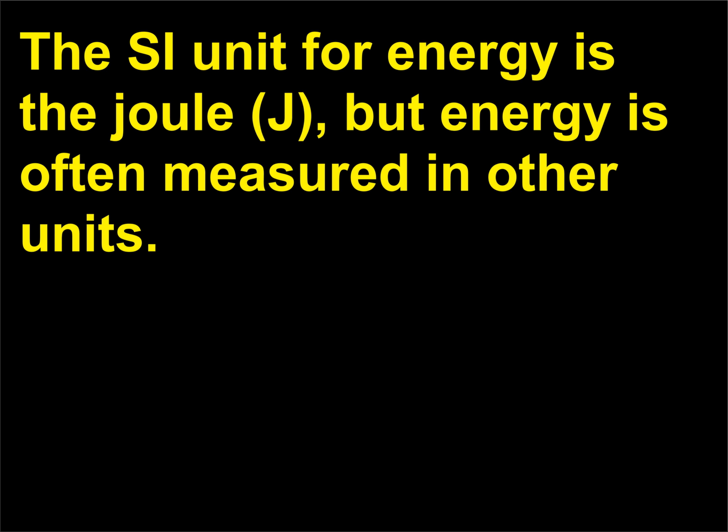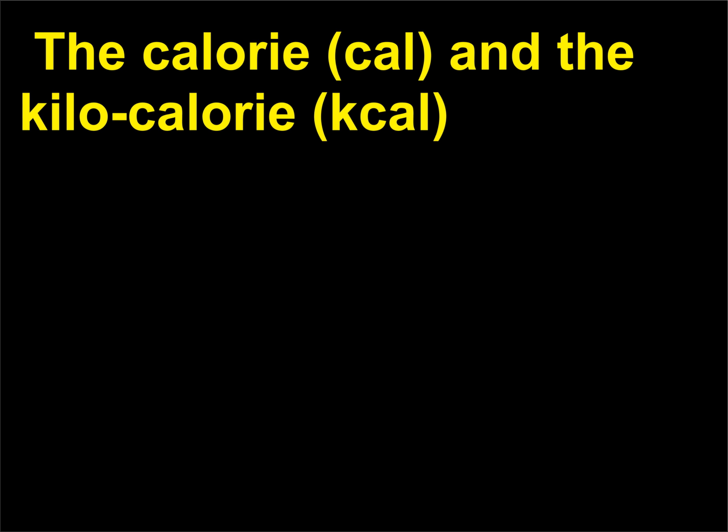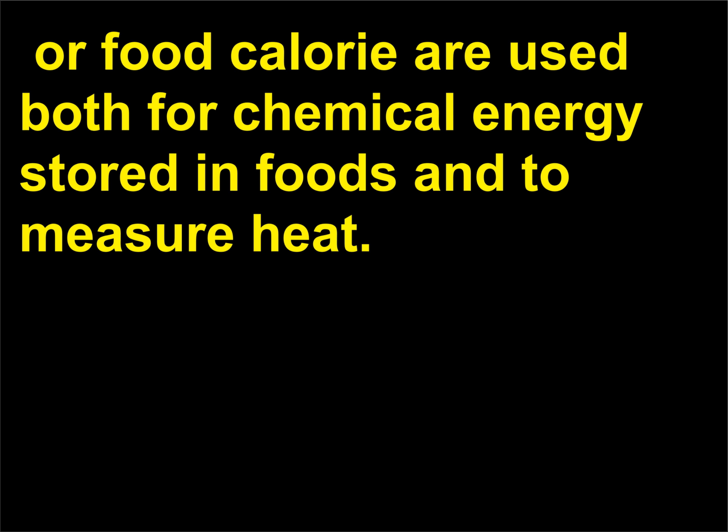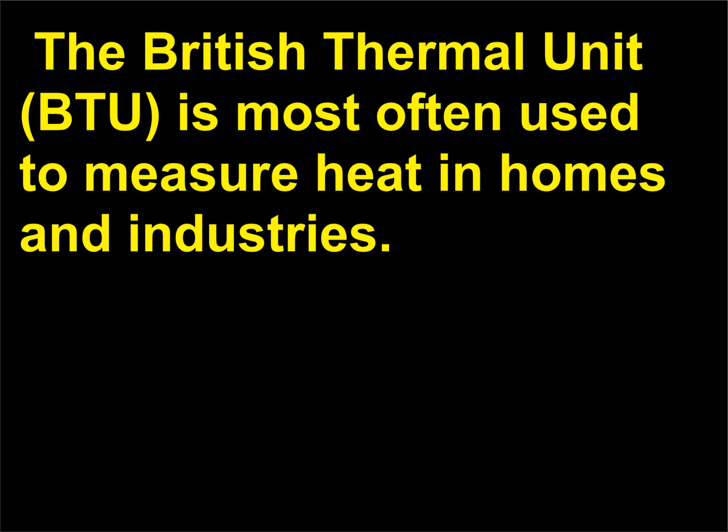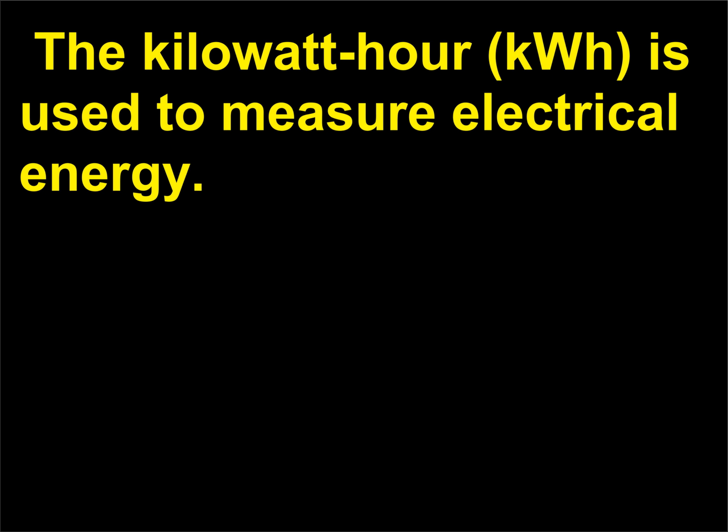The SI unit for energy is the joule, J, but energy is often measured in other units. The calorie, cal, and the kilocalorie, kcal, or food calorie, are used both for chemical energy stored in foods and to measure heat. The British thermal unit, BTU, is most often used to measure heat in homes and industries. The kilowatt-hour is used to measure electrical energy.